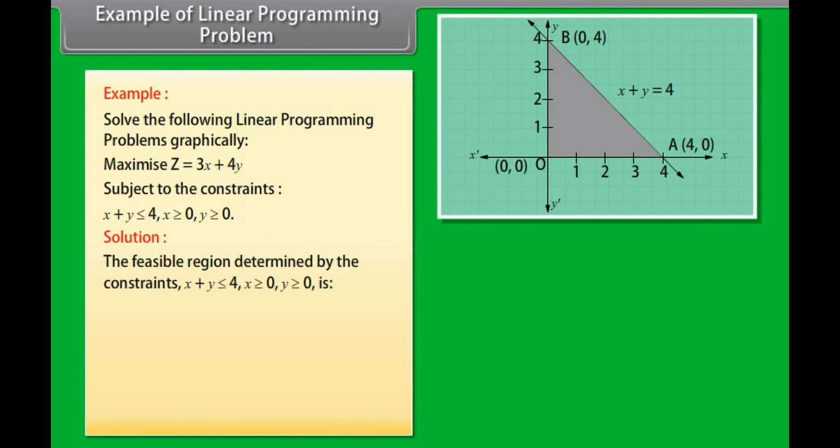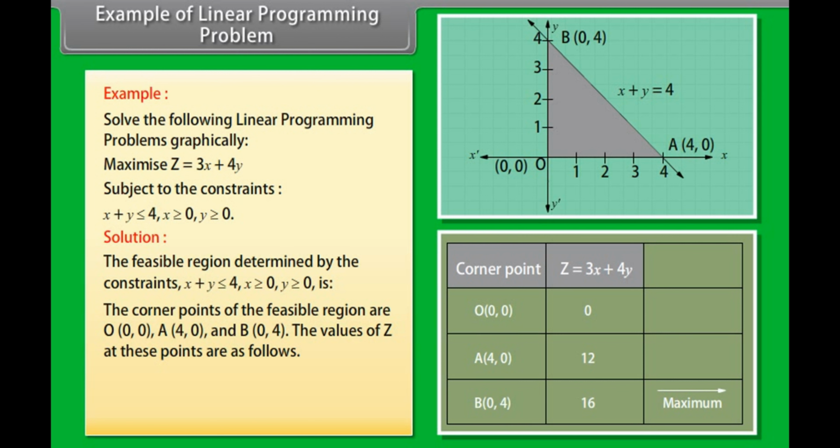Solution. The feasible region determined by the constraints x + y ≤ 4, x ≥ 0, y ≥ 0 is given in the figure. The corner points of the feasible region are O(0,0), A(4,0) and B(0,4). The values of z at these points are as follows. Therefore, the maximum value of z is 16 at the point B(0,4).